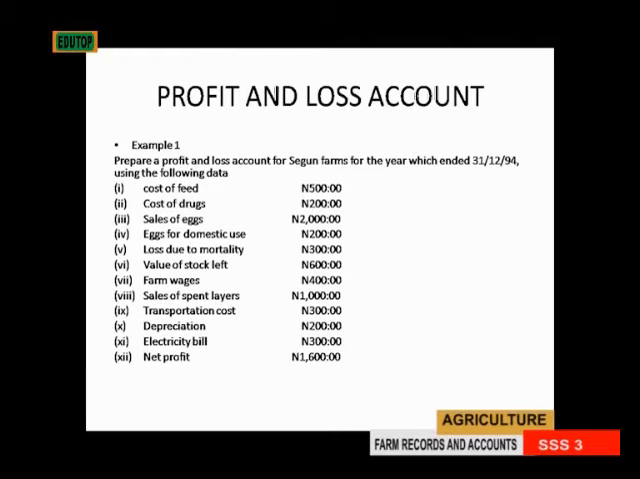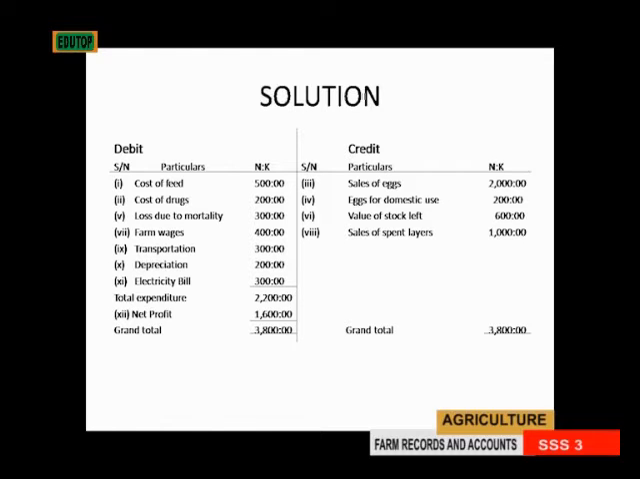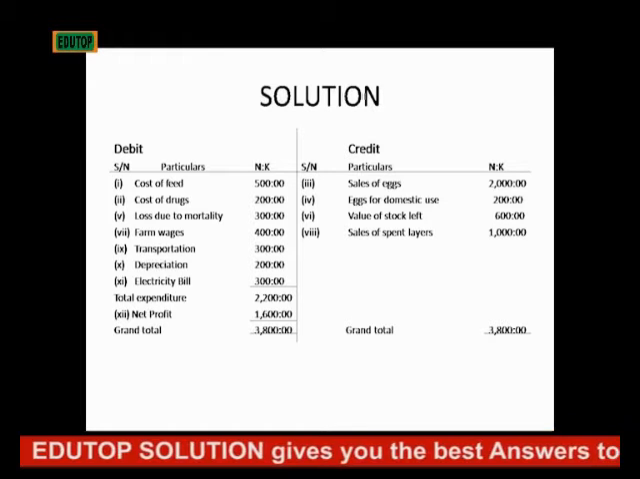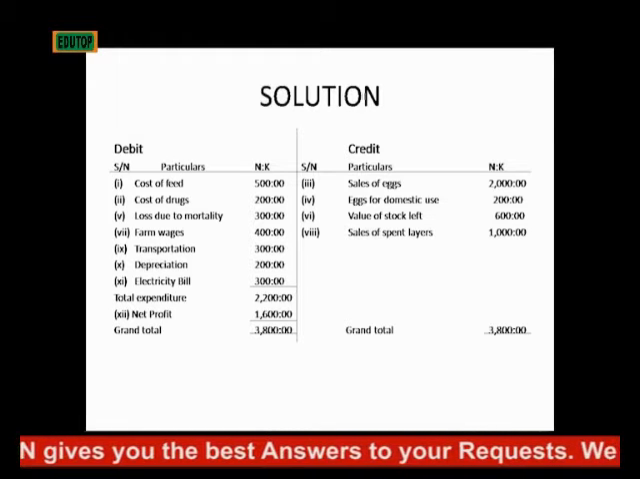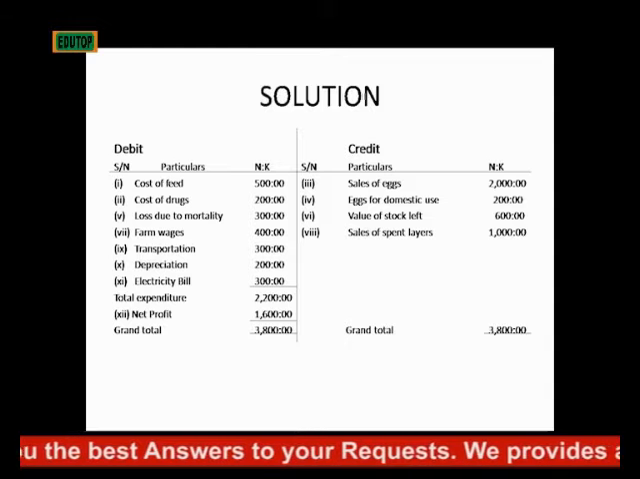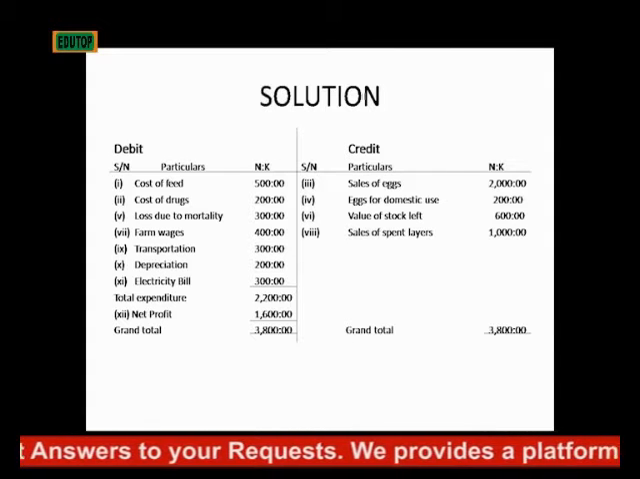This is the solution. Now this is the debit side and this is the credit side. So you first put your serial number, then the particulars. Particular is the details of the money you are recording. Then the naira and kobo. That's for the debit side. Then you do the same thing also for the credit side.